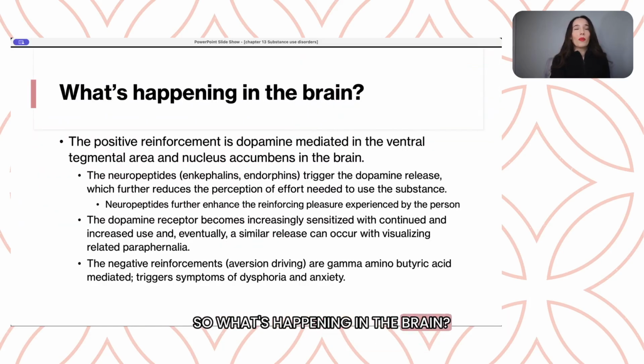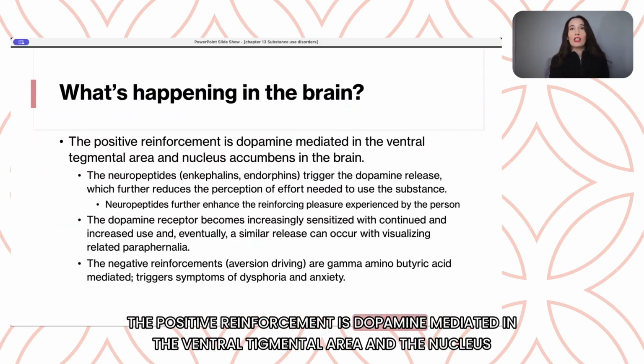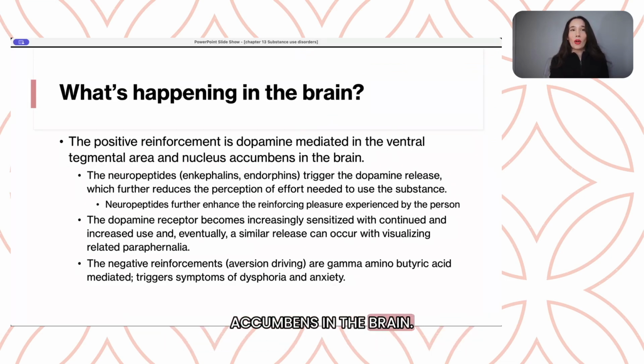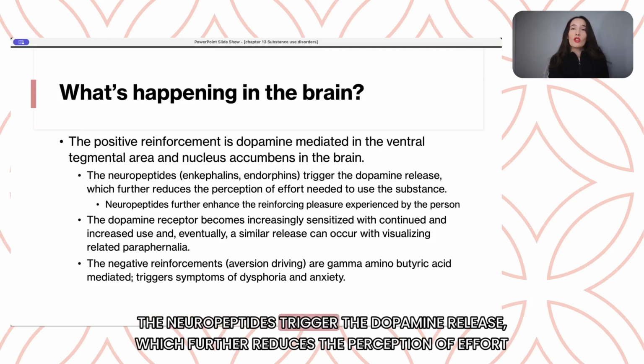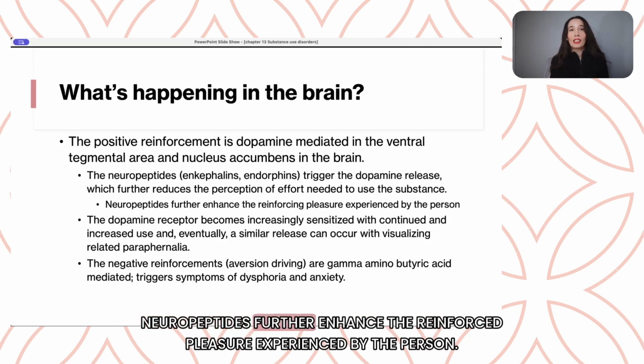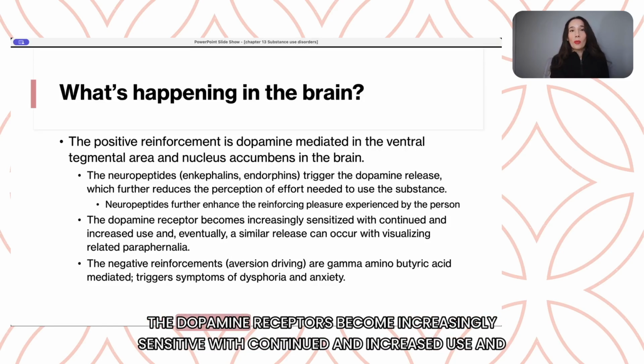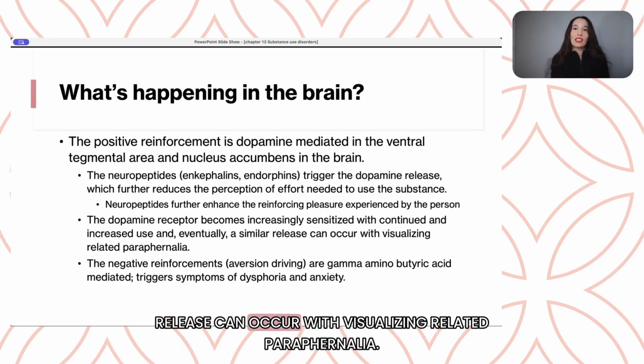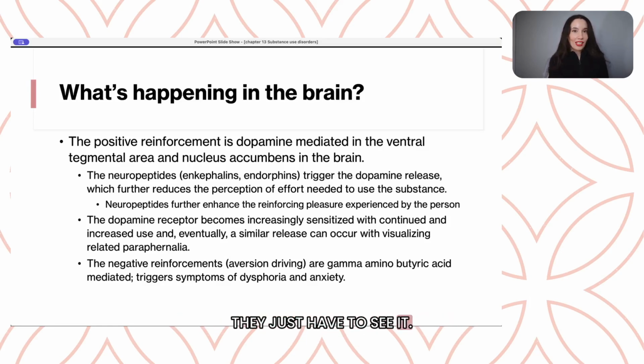So what's happening in the brain? The positive reinforcement is dopamine mediated in the ventral tegmental area and the nucleus accumbens in the brain. The neuropeptides trigger the dopamine release, which further reduces the perception of effort needed to use the substance. Neuropeptides further enhance the reinforced pleasure experienced by the person. The dopamine receptors become increasingly sensitive with continued and increased use, and eventually a similar release can occur with visualizing related paraphernalia. So they don't even have to be using it, they just have to see it.